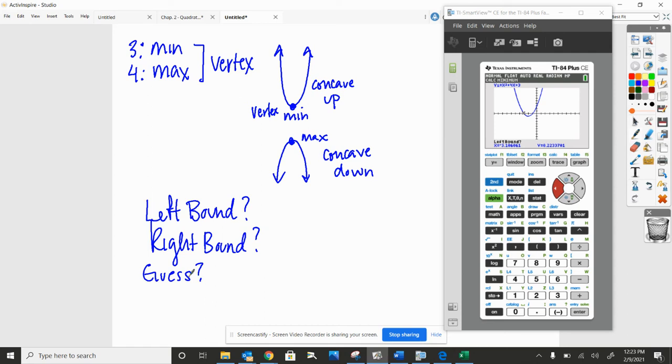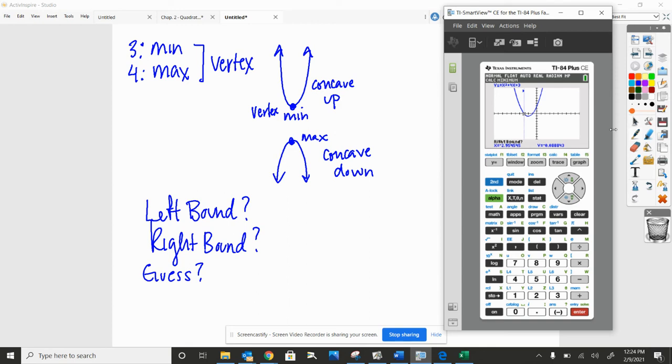Okay, what that means is this. It needs to get really close to that vertex and kind of surround it. Okay, I know where that vertex is. It's right there. So it's first going to ask us left bound, which means go as close as you can to that vertex. You need to be to the left of it. So I usually tell kids, put your cursor on the vertex and hit your left button a few times. Doesn't matter how many. And then hit enter. Okay, we're kind of narrowing in on it.